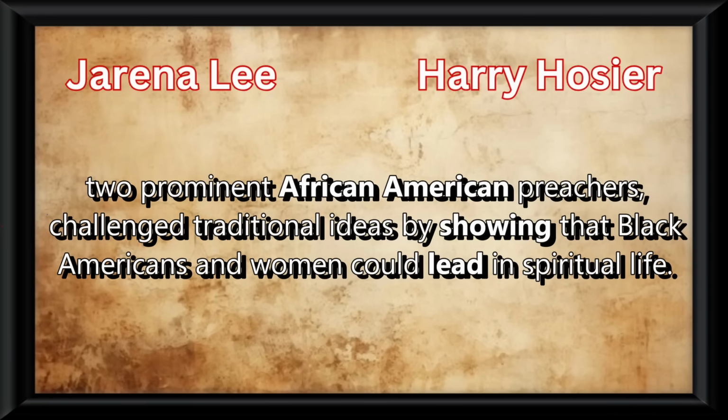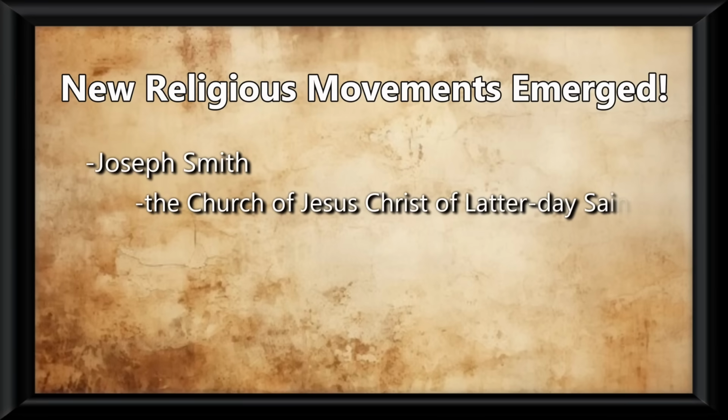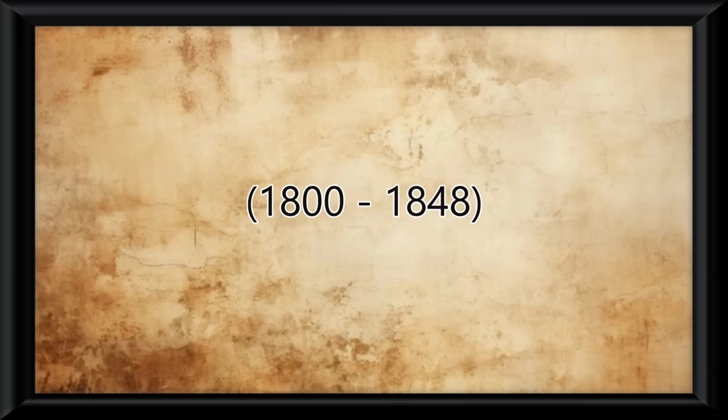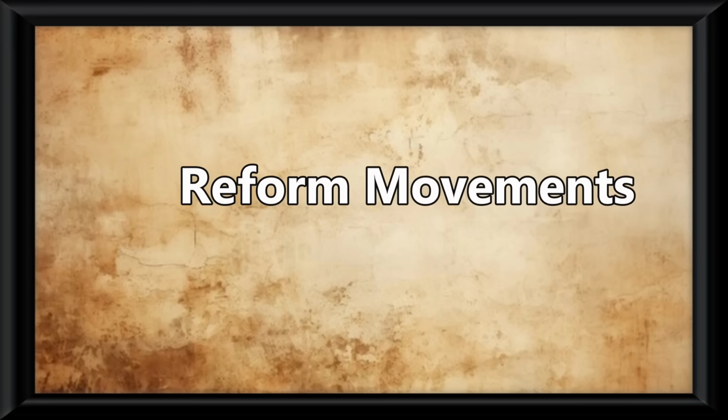And one more thing, new religious movements emerged. Joseph Smith founded the Church of Jesus Christ of Latter-day Saints, or Mormons, while William Miller's predictions about the end of the world led to the formation of the Adventist churches. So between 1800 and 1848, America experienced a wave of reform movements that aimed to fix society's problems and expand rights and opportunities. First, let's talk about what sparked these movements.